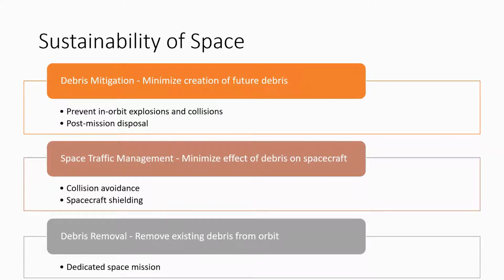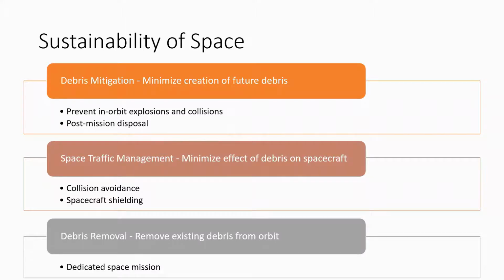The other, you can call it medium-term solution, would be space traffic management, which is exactly what I mentioned earlier. That is tracking and cataloging all the objects in our space environment, and using collision avoidance and maybe shielding our spacecraft, which is already done for a lot of missions, to protect our assets against debris, both natural and artificial.